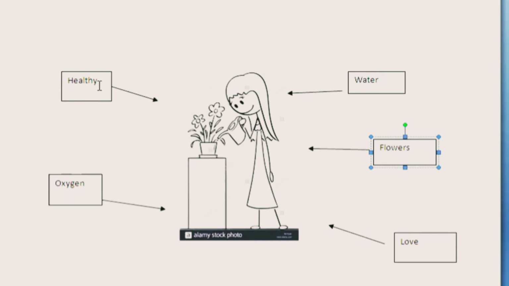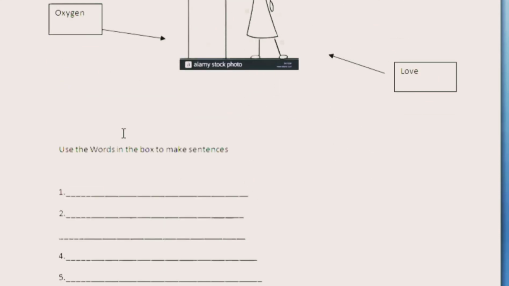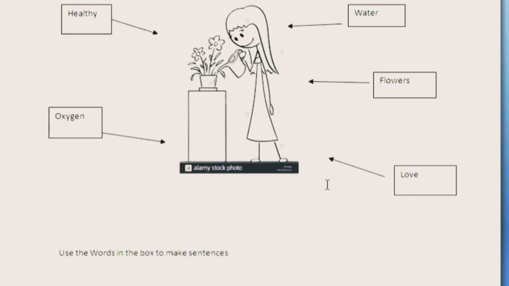You can talk about how I love plants because they're healthy. They release oxygen, which is healthy for us also. So you can use all these words, and then you can come up with sentences. So how I would do it is that I would say first of all that I love plants. Okay, I'm going to be using this one. I love plants.